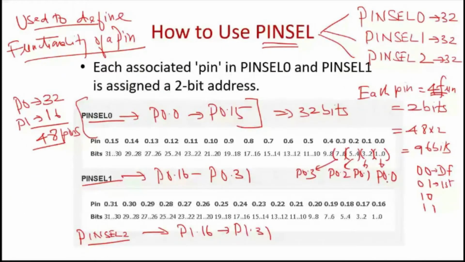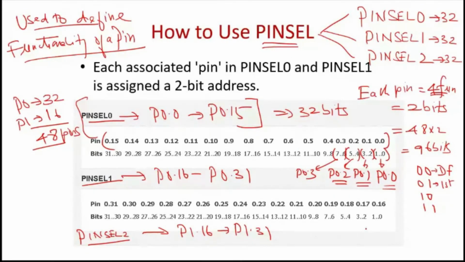Are you able to understand? So the first 2 bits of pin select 0 are used to set the functionality of port 0.0. The next 2 bits of pin select 0 are used to set the functionality of port 0.1, and so on and so forth. So if you require 2 bits for one pin, the 32 bits, which is 0 to 31, govern 16 pins of port 0, which is 0.0 to 0.15. Each pin of port 0 takes 2 bits in pin select.